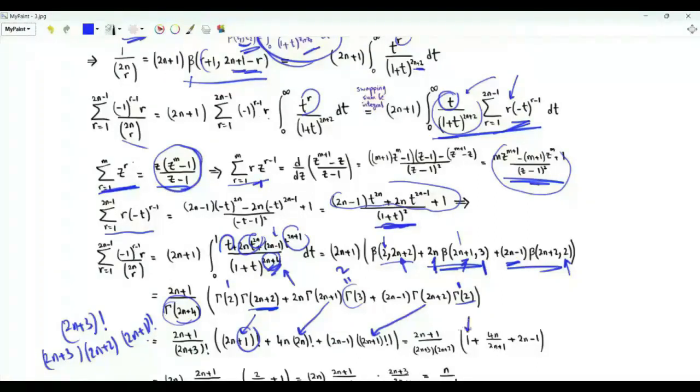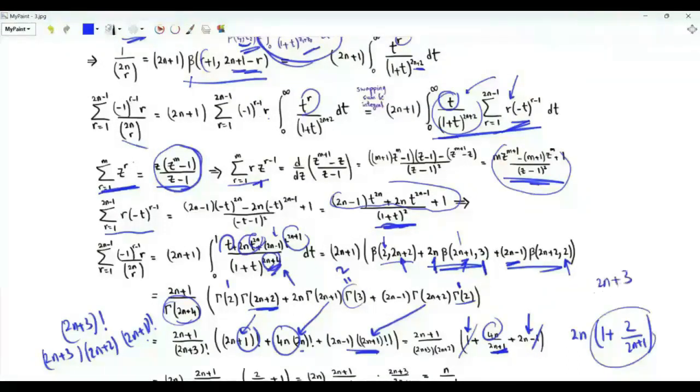2n plus 1 factorial divided by itself, that's 1. And from here, we get 2n minus 1. 2n factorial divided by 2n plus 1 factorial, that's 1 over 2n plus 1. And we have this for n here. 1 minus 1 is 0. We can take 2n as a common factor. We are left with 1 plus 2 over 2n plus 1. This bracket is 2n plus 3 divided by 2n plus 1.